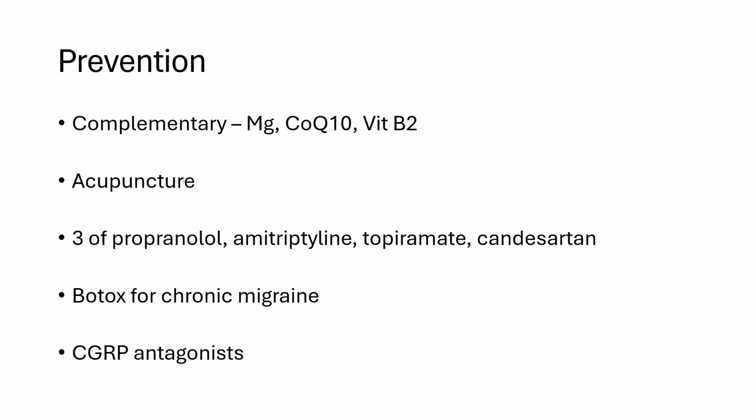Other stuff you can do from a preventative perspective. The party line is 3 of propranolol, amitriptyline, topiramate, candesartan, although topiramate for women of childbearing age will be gone quite soon because that's going to be on a pregnancy prevention program. So you have to try 3 preventers of those traditional ones, all found by chance, before you move on to other medications, which will include Botox for chronic migraine, or more and more now the CGRP antagonists.